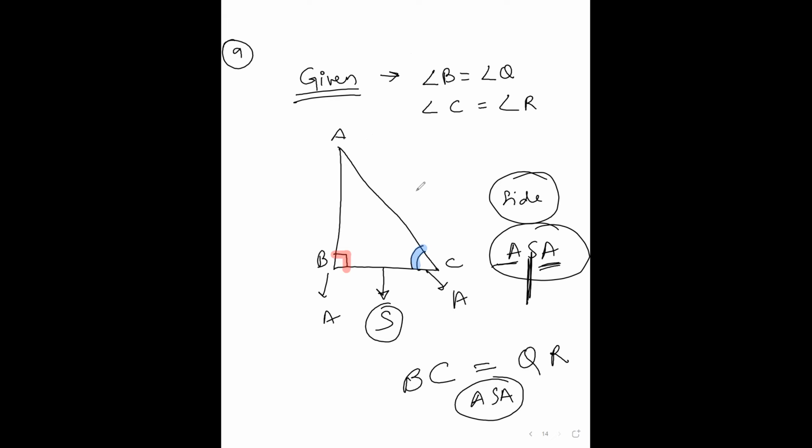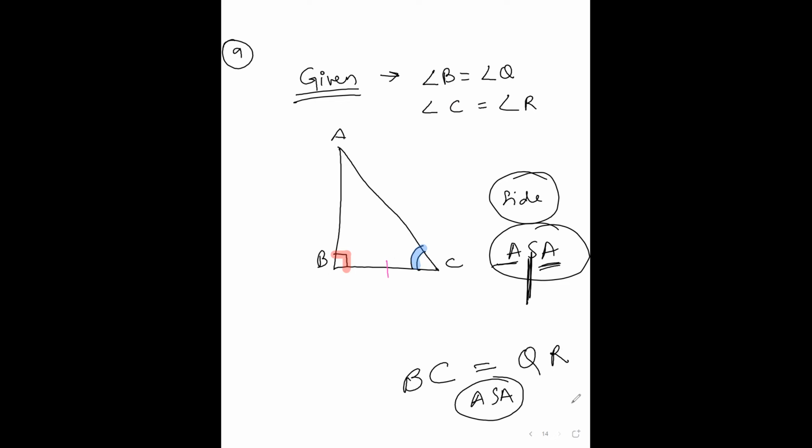What is the name of the side? Look at the diagram in your textbook. BC. BC, that is why we have written BC. And what will be the corresponding part in the other triangle for BC? QR. QR, very good. That is how we got QR. Got it now? Very good.